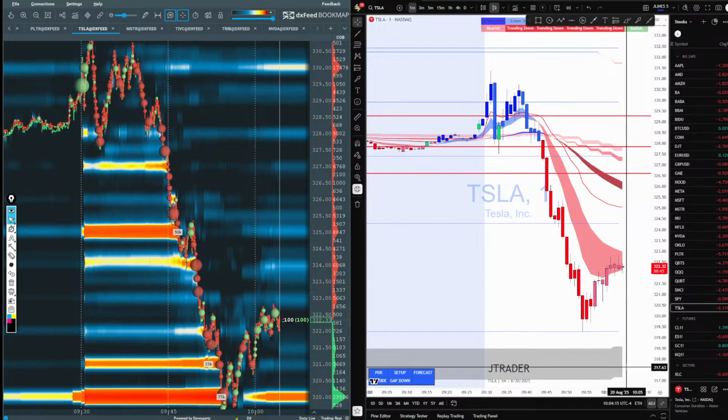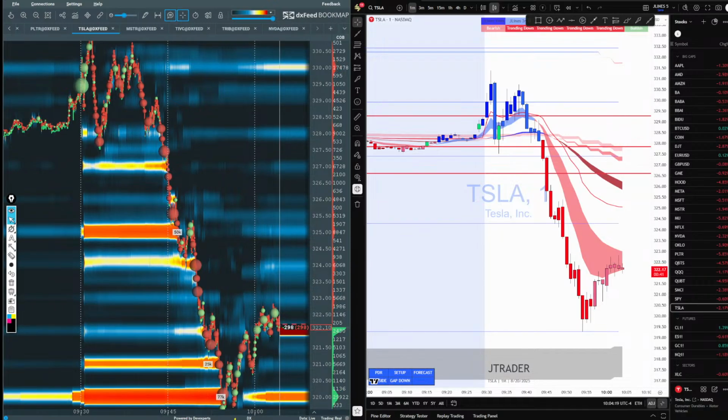Tesla came almost to the hourly JLines at 318-ish. Very nicely.